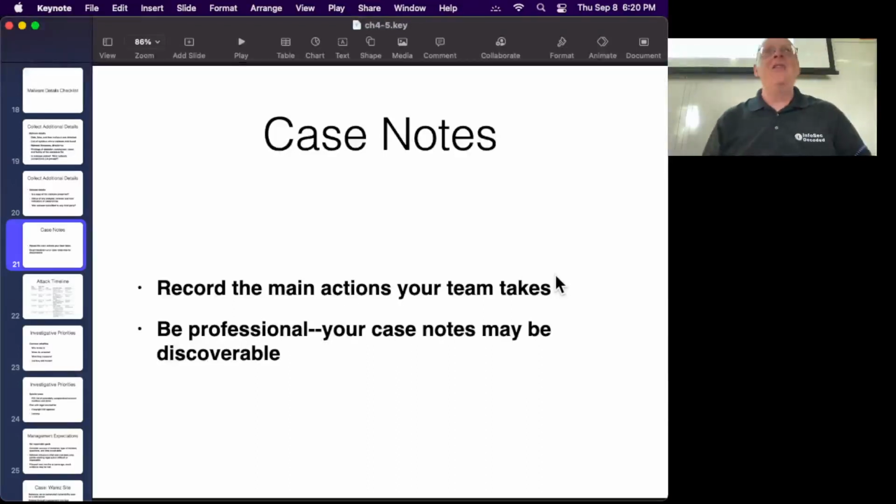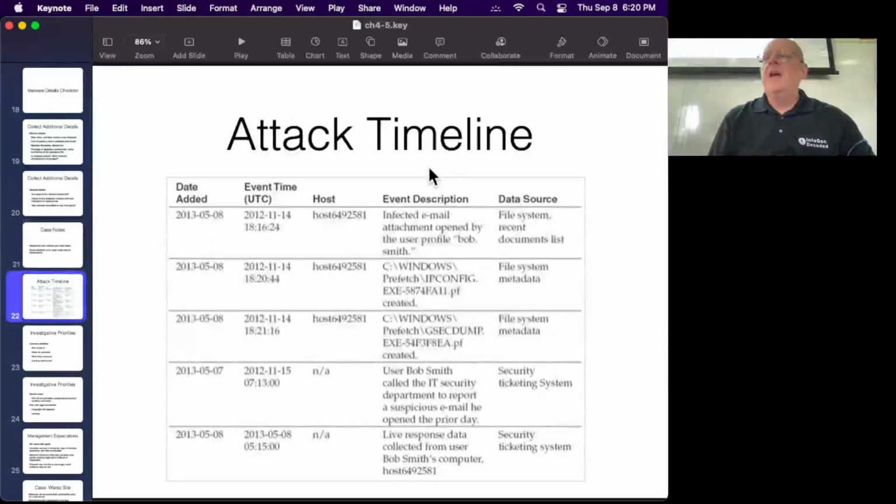If people get mad at you for doing the wrong thing, that's better than if they get mad at you for lying. Anyway, so here's an example of a timeline.